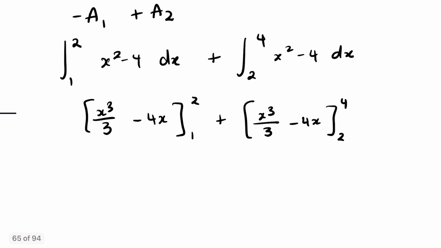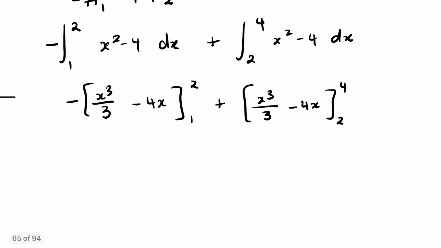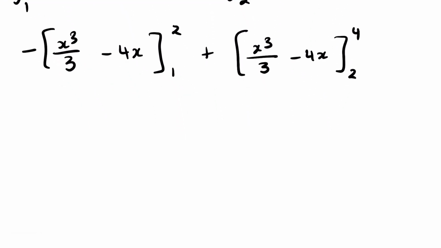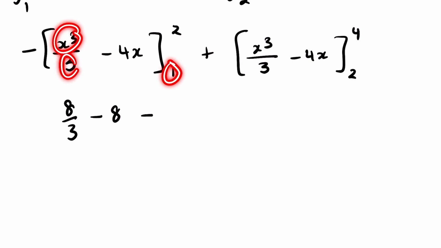In fact, I've just recognized one. I forgot to put my negative in front. Okay, let's go ahead and do a few substitutions. So starting up here, 2 cubed is 8, minus 4 times 2 is 8, and then minus 1 on 3.